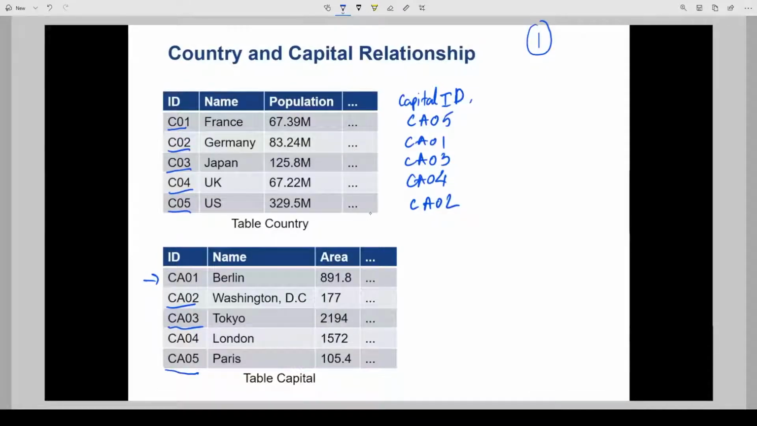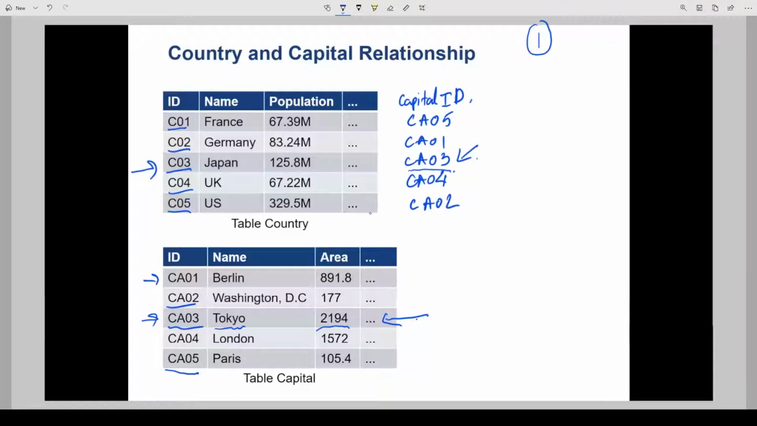Given a country, for example, given Japan, can we retrieve the capital? Yes, we can, because we have this 03 in here. So given any country ID, we can retrieve its respective capital. From here, 03, we can retrieve the name, the area, and any other attributes it has.